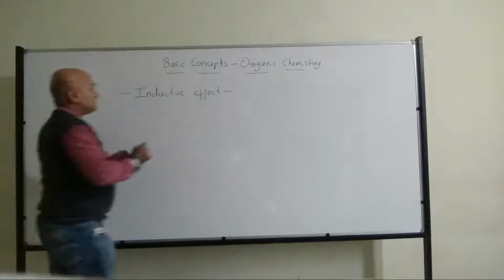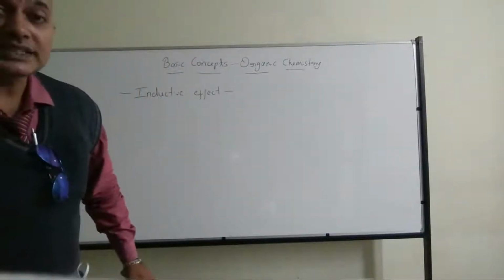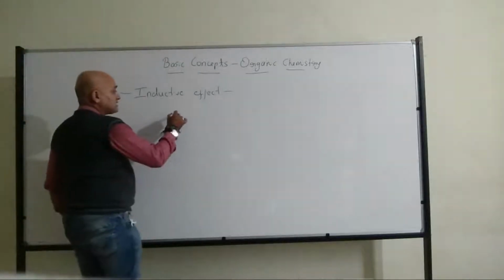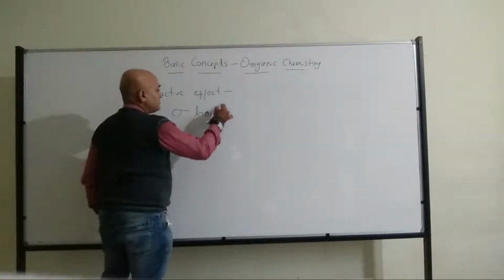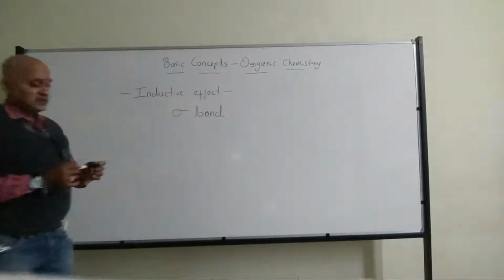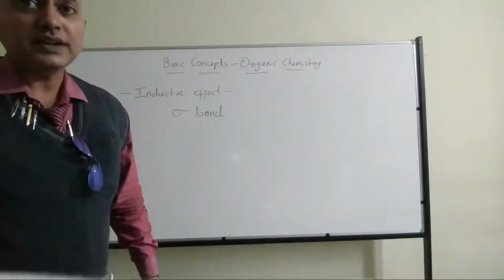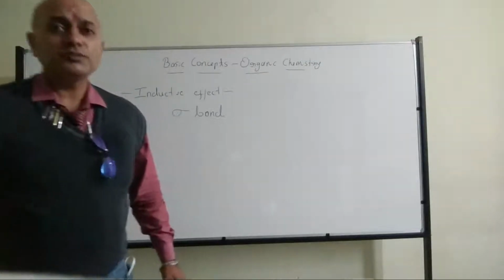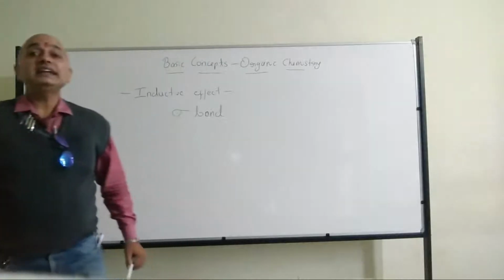That's why we have the inductive effect. So what is the speciality of inductive effect? Inductive effect can also involve sigma bond. It is observed with respect to sigma bond. But when it comes to resonance, pi electrons are required. But here, sigma bond can also be involved. So that's where we have the inductive effect.